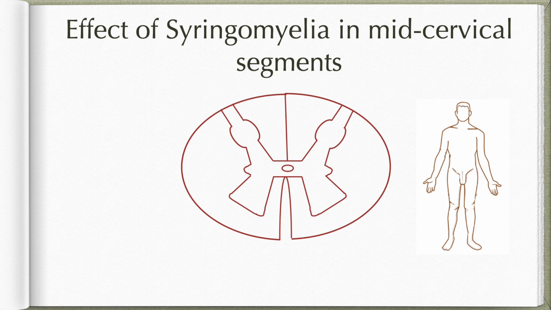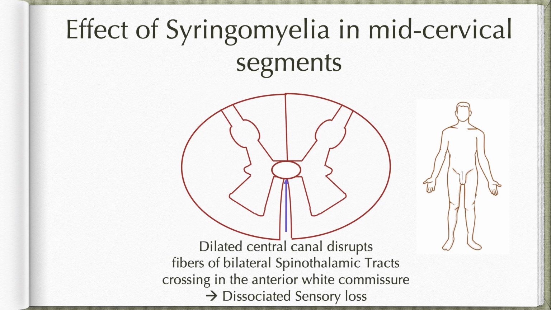So what is the effect of Syringomyelia in the mid-cervical segments? The central canal is enlarged here or dilated. So that will result in fibers of the bilateral spinothalamic tracts which are crossing in the anterior white commissure to be disrupted. So this will result in dissociated sensory loss. That is, the pain and temperature sensory fibers are affected.